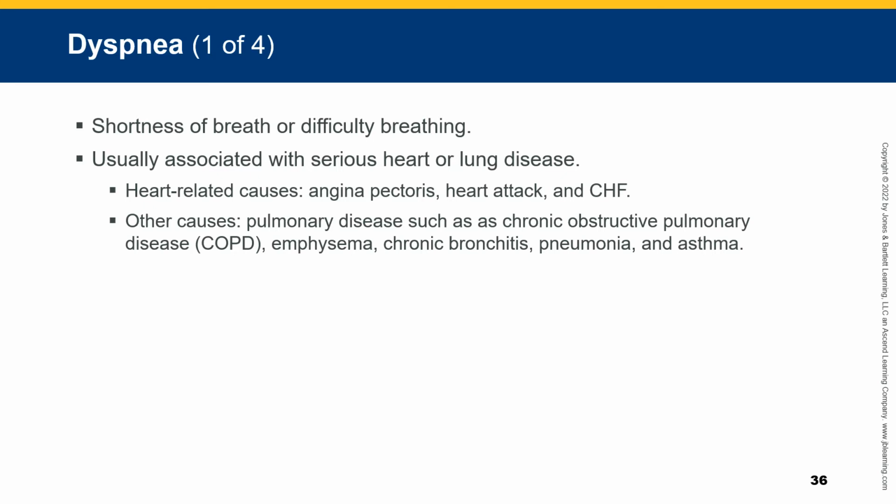COPD and emphysema are caused by damage to the small air sacs, or the alveoli, in the lungs. Chronic bronchitis is caused by an inflammation of the airways in the lungs. Pneumonia is caused by an infection in the lungs. Asthma is caused by clamping down or spasms of the smaller air passages. Do not spend too much time trying to determine the specific cause of a patient's dyspnea, but rather focus on treating the symptoms.